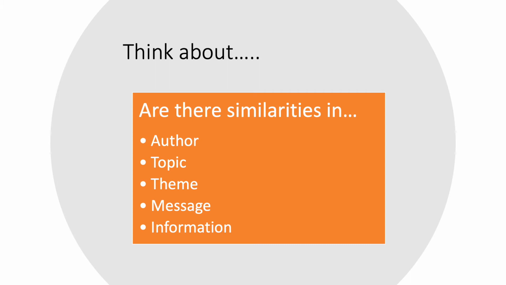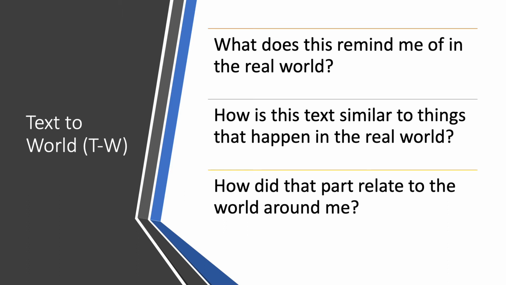The last type of connection that we will be working on is a text to world connection. Notice that each one of the connections are abbreviated T to S, T to T, or T to W. That is how you will abbreviate them when you're using them in your annotations. Some questions to think about for text to world connections. What does this remind me of in the real world? How is this text similar to things that happen in the real world? How did that part relate to the world around me?